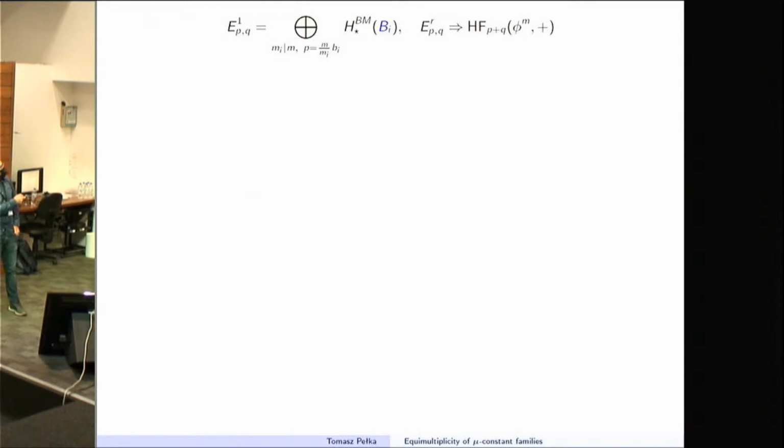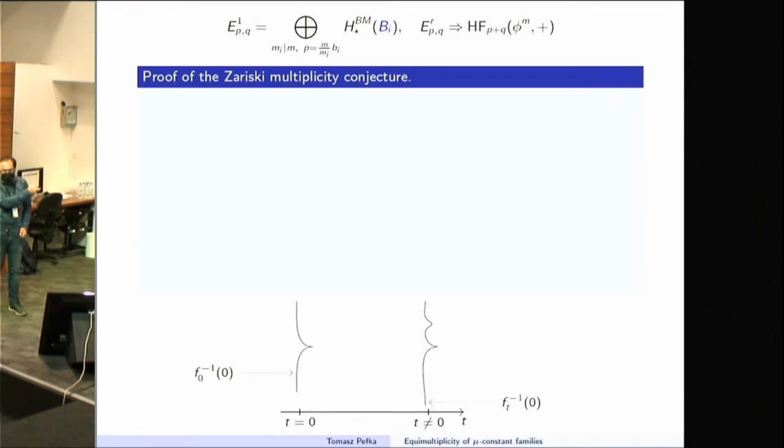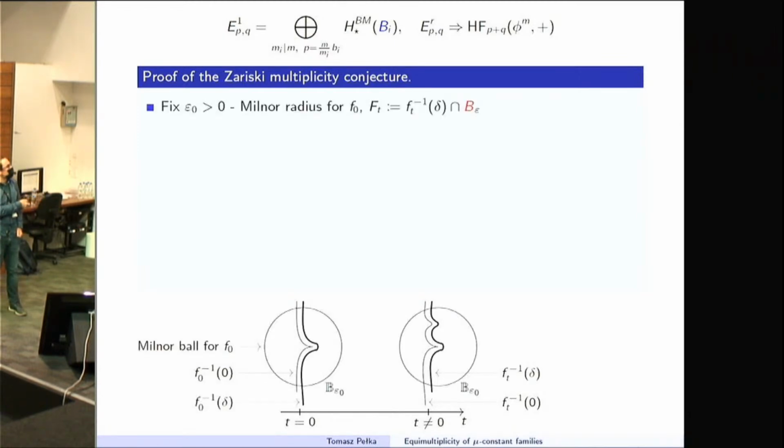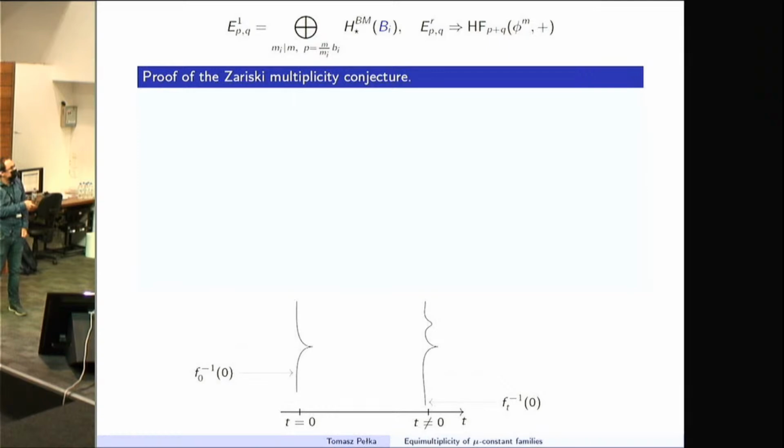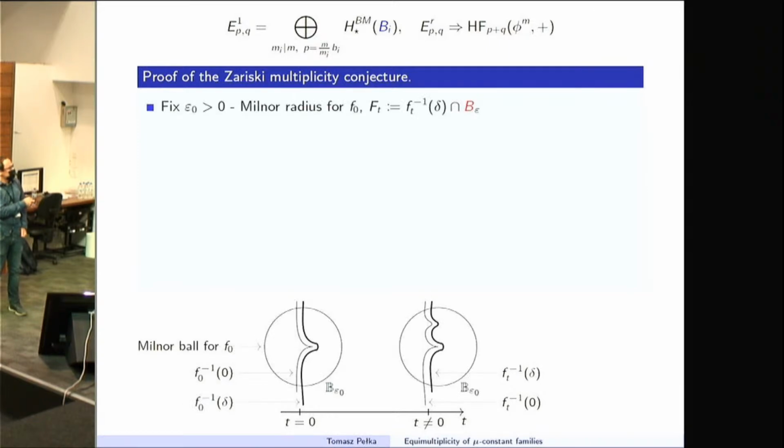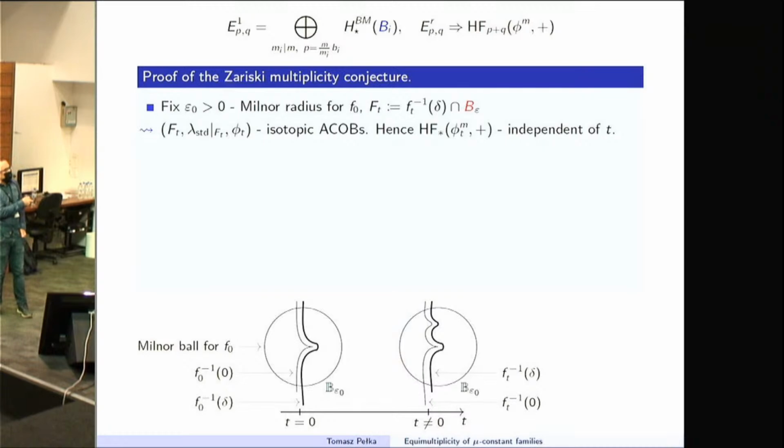So we have this spectral sequence. And how to conclude from this spectral sequence? Well, I start with the mu-constant family like this. I fix a Milnor radius for F_0 and define this fiber, and note that I intersect with this red ball, which was this modified ball to get symplectic monodromy, but I don't care about it right now. By Gray stability, I get an isotopy of abstract contact open books from this abstract contact open book to this one.